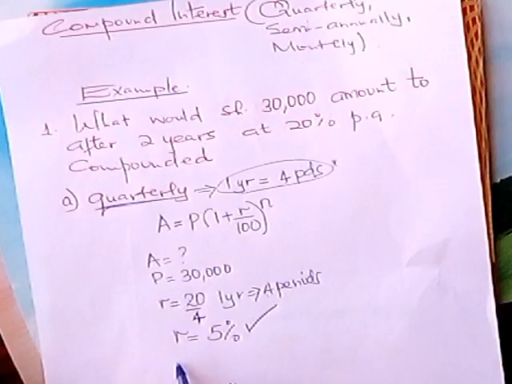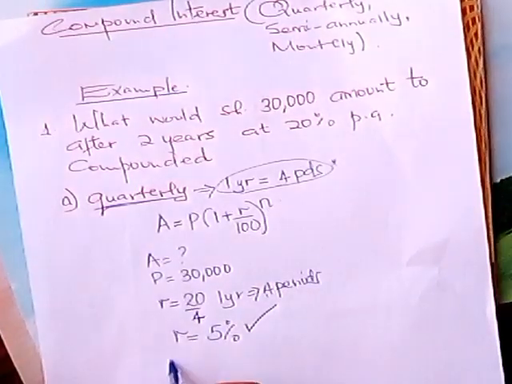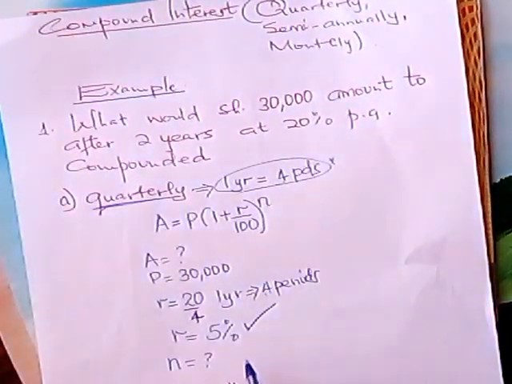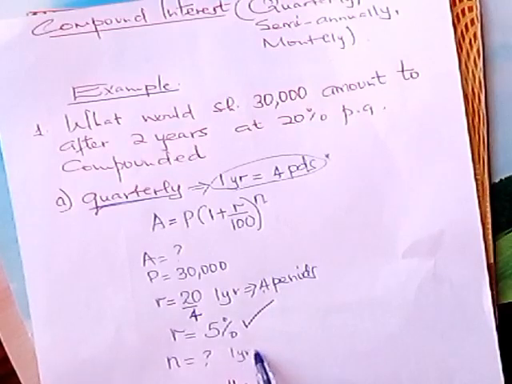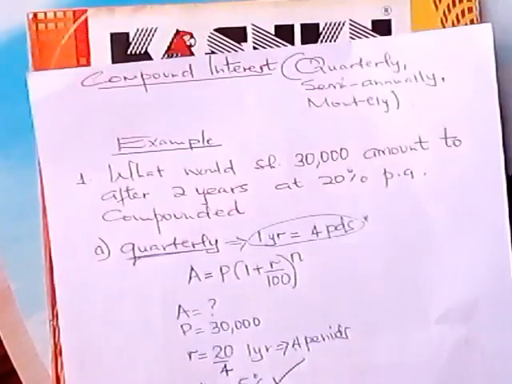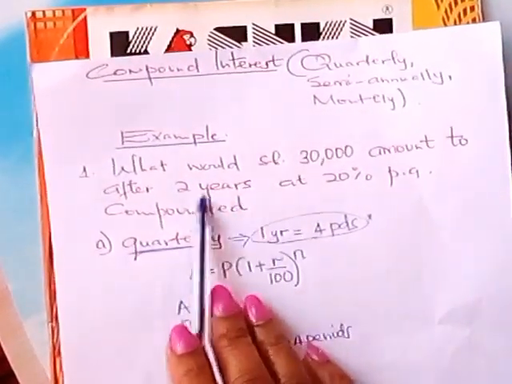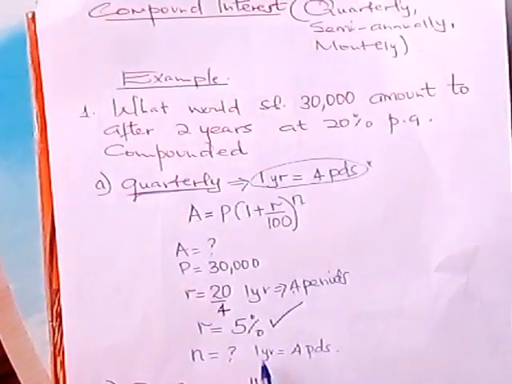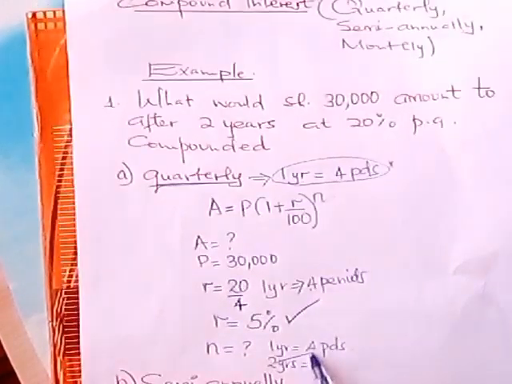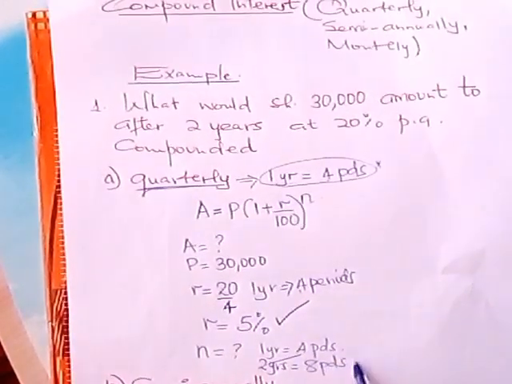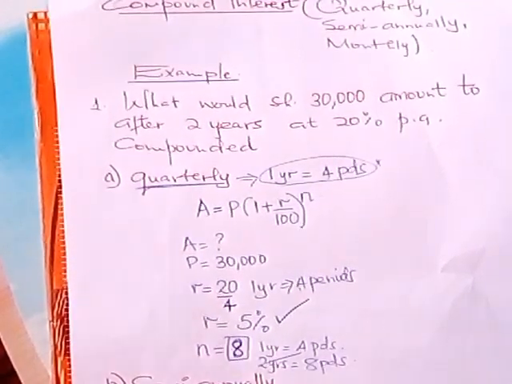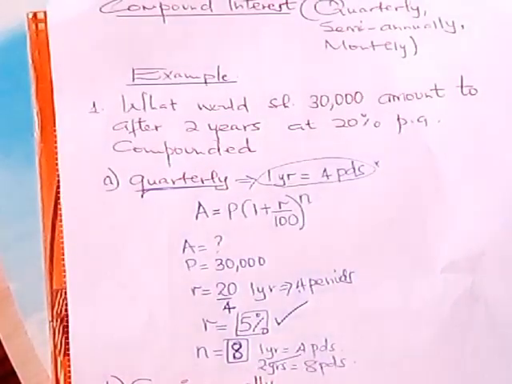Now, learner, we go to what? We go to N. What is your N? You talk of 1 year being divided into 4 periods. This has to be in mind. And our money is taking 2 years. And therefore, you say, if 1 year is 4 periods, what about 2 years, learner? You cross multiply, you get 8 periods. And therefore, your N is 8. And your R is 5%.